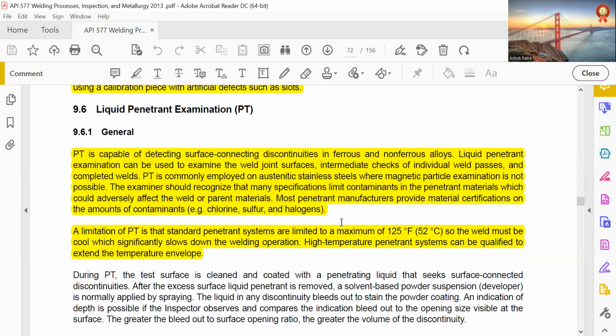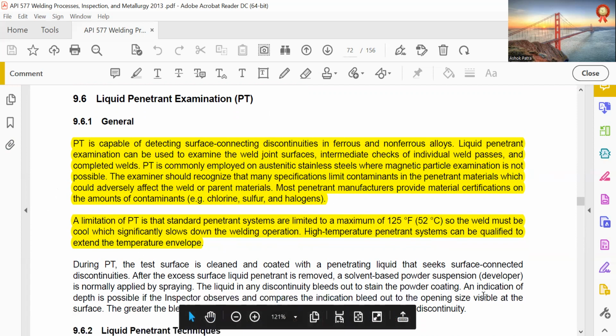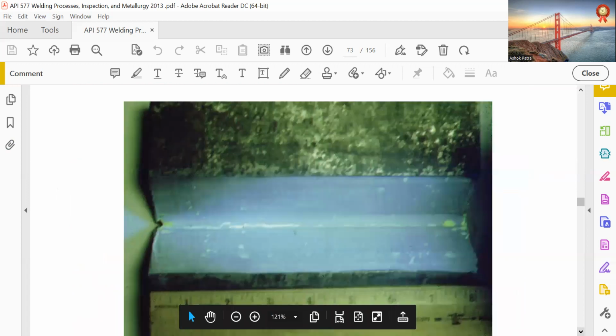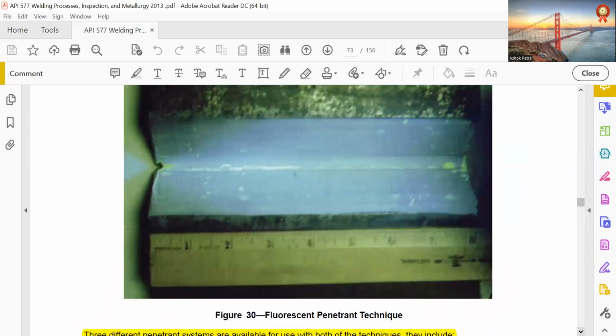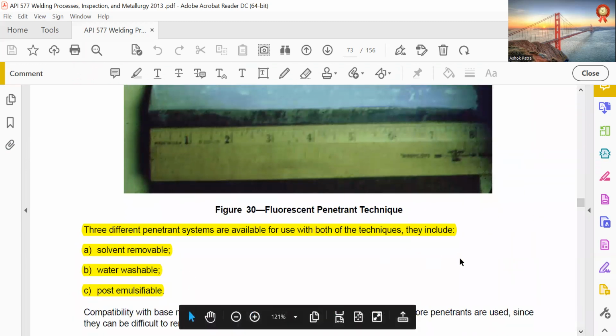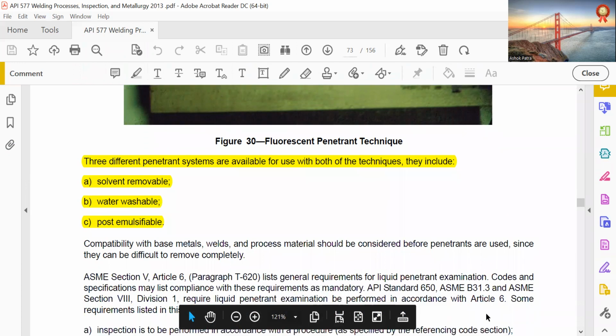The limitation of PT is that standard penetrant systems are limited to a maximum of 125 degrees Fahrenheit, 52 degrees centigrade, and so the weld must be cool, which can significantly slow down the welding operation. High temperature penetrant systems can be qualified to extend the temperature envelope. These are fluorescent penetrant techniques. Three different penetrant systems are available for use: solvent removable, water washable, post emulsifiable.